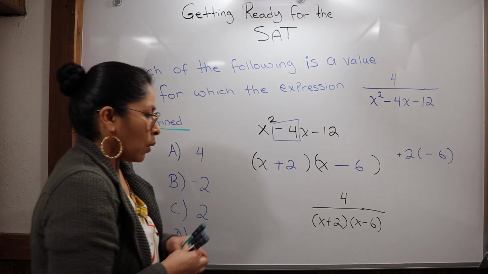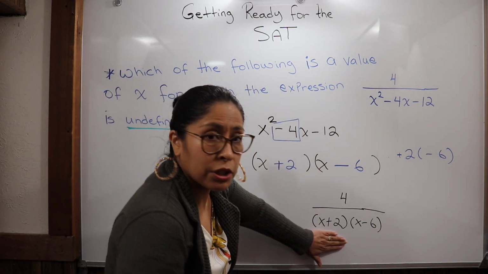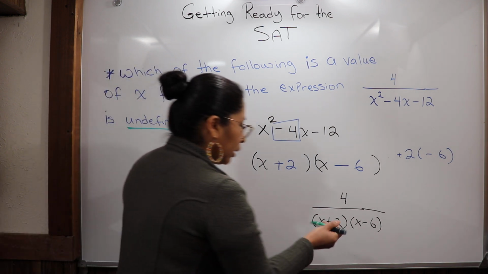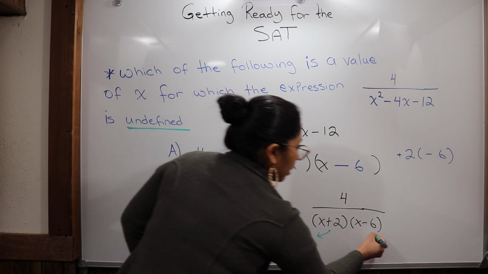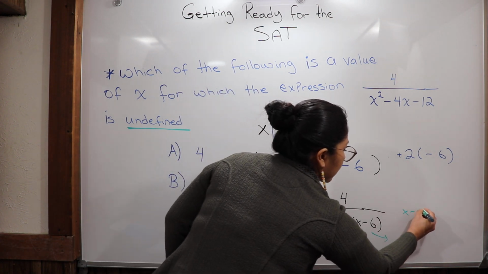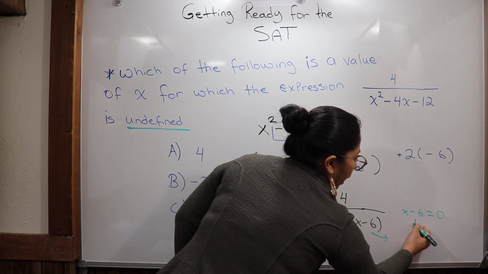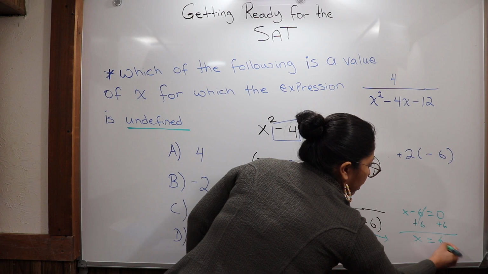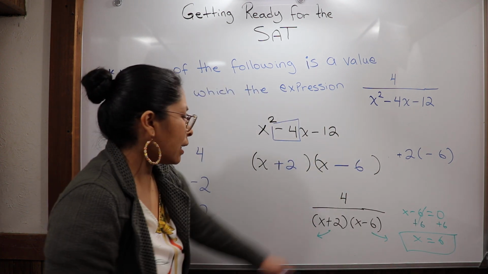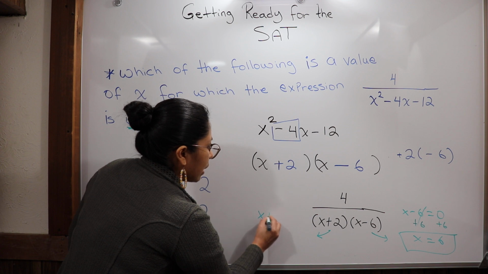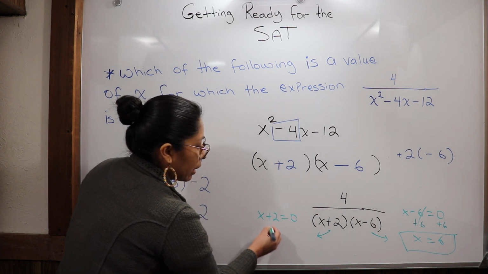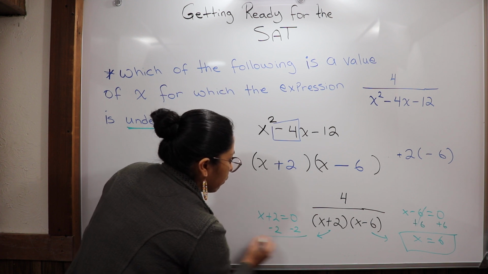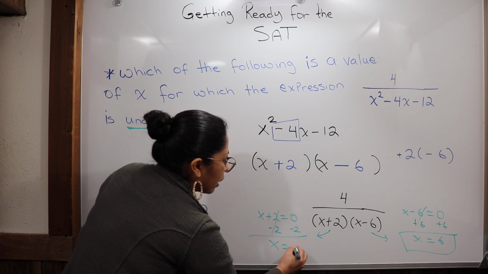So now I'm going to see when it's going to be 0 right here. That means I have two equations right here. This is 1 and this is 2. So x minus 6 equals 0. Now I add 6 to both sides, so x equals positive 6. And in this case, x plus 2 equals 0. In order to leave x by itself, I need to subtract 2 from both sides right here. So x equals negative 2.